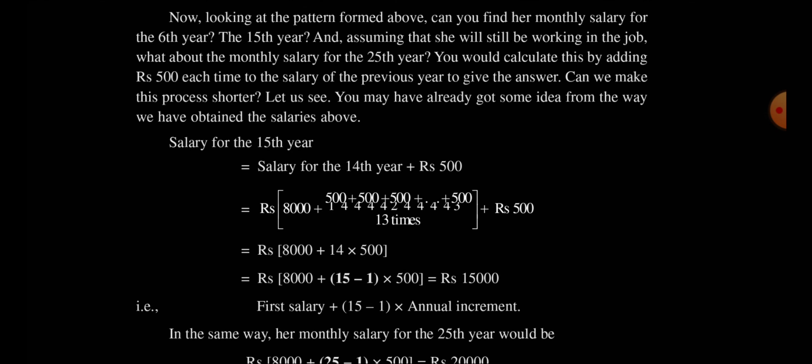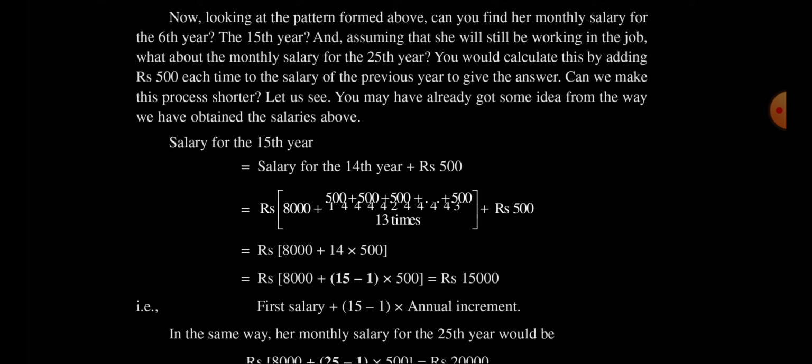Now, looking at the pattern formed above, can you find her monthly salary for the sixth year, the 15th year, and, assuming that she will still be working in the job, what about the monthly salary of the 25th year? You would calculate this by adding Rs 500 each time to the salary of the previous year to get the answer. Can we make this process shorter? Let us see. You may have already got some idea from the way we have obtained the salaries above.